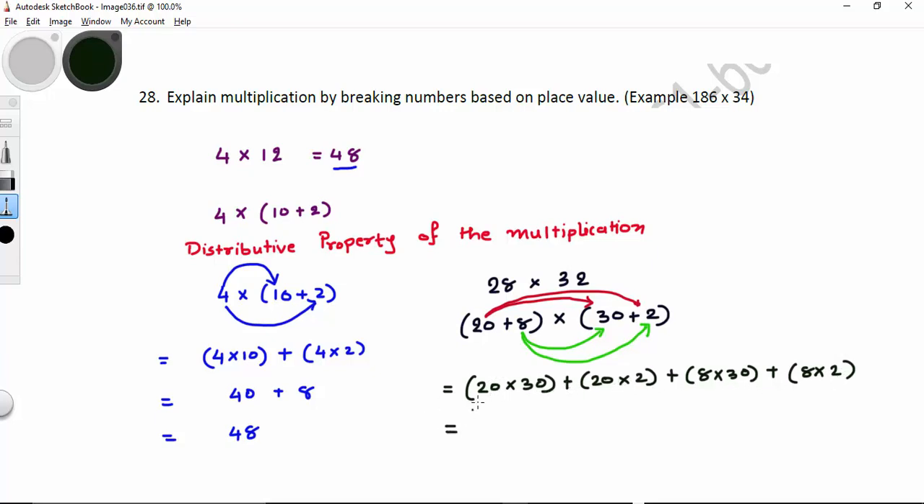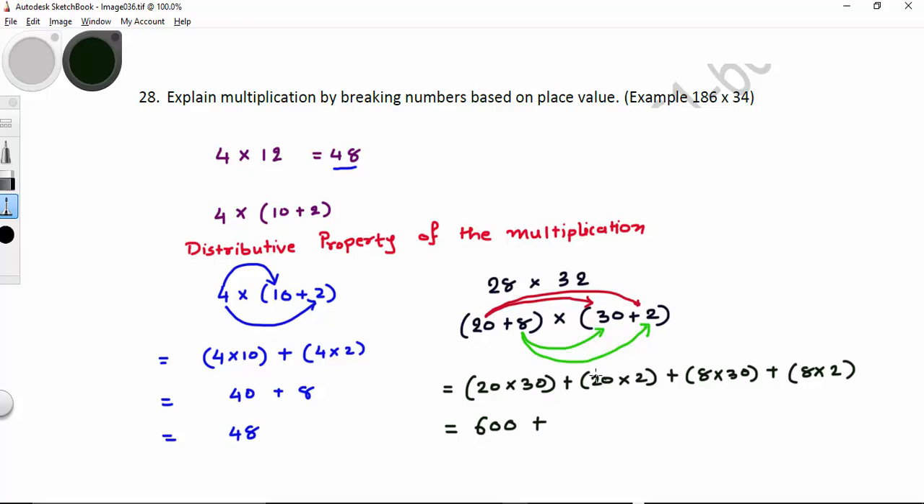Let us start with the first one. 20 times 30. How to multiply this? You just multiply 2 and 3. 2 times 3 is 6. And then add all the zeros. We have 1 0 here and 1 0 here. So 0 0. 600 plus 20 times 2.